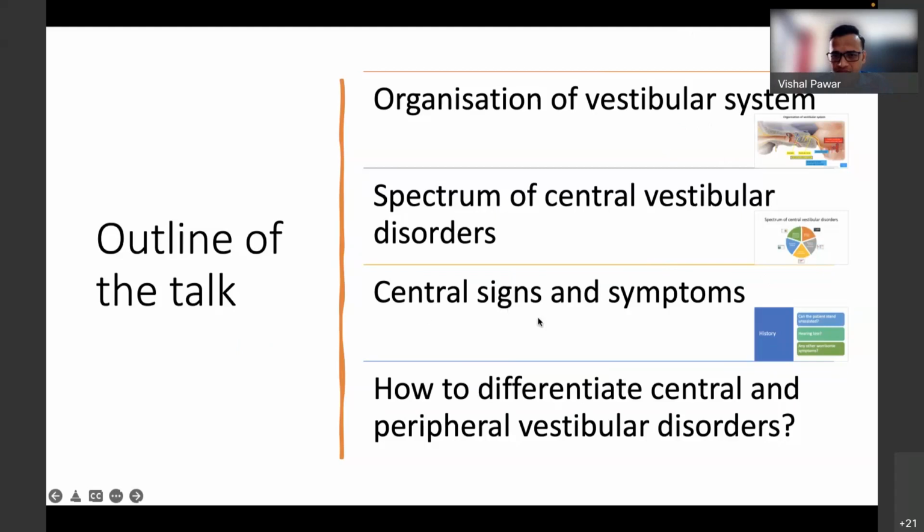Then we will discuss what are the different central signs and symptoms, and the golden question: how to differentiate central and peripheral vestibular disorder. That's a very important question to be answered whenever we deal with a patient of vertigo and dizziness. It's very important that we should be aware about how to differentiate, what are the red flags for diagnosis of peripheral vertigo. Which red flags will indicate to you that it is a central disorder and not a peripheral.